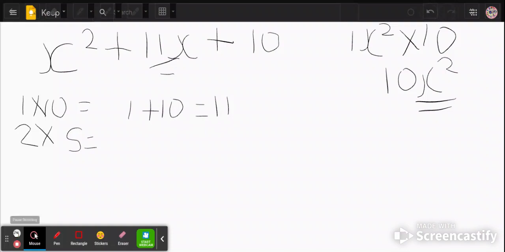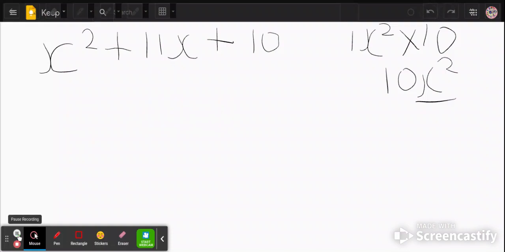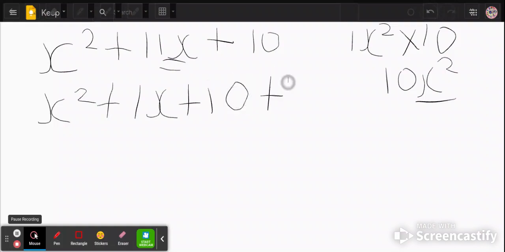So let's continue. Now we're going to write back our x squared, and we're going to replace the middle term of 11x with the factors, right? So it's going to be x squared plus 1x plus 10x plus 10, right? Now we're going to take out what's common by separating this into two brackets.